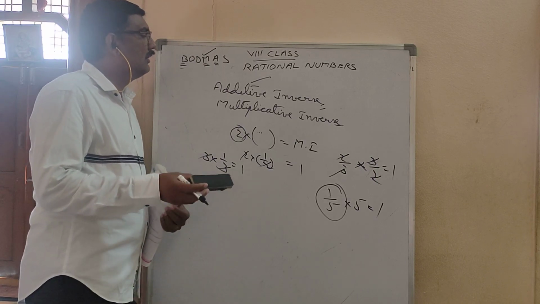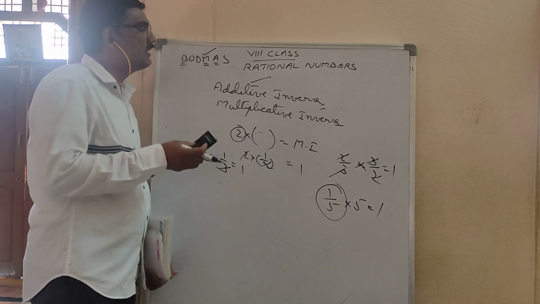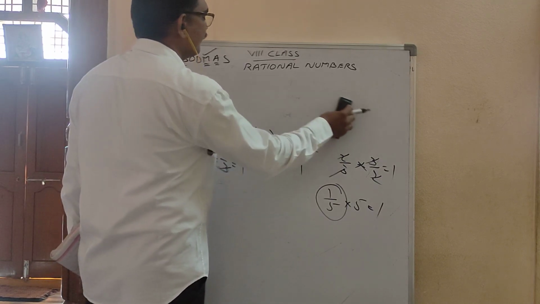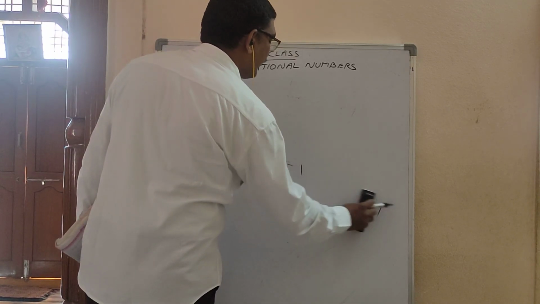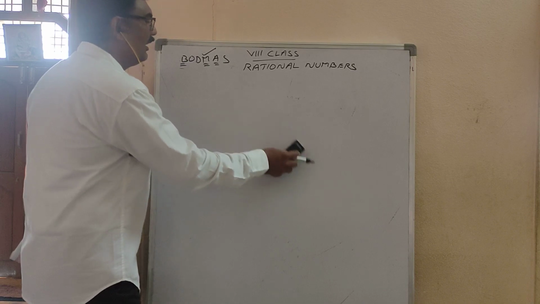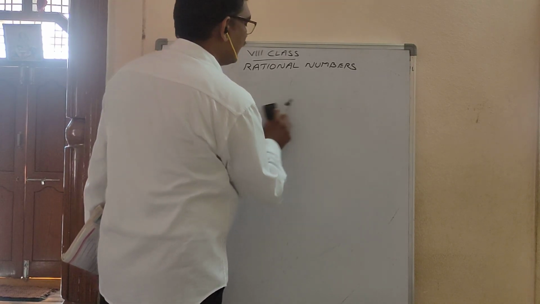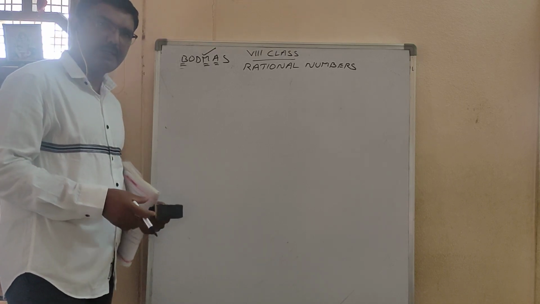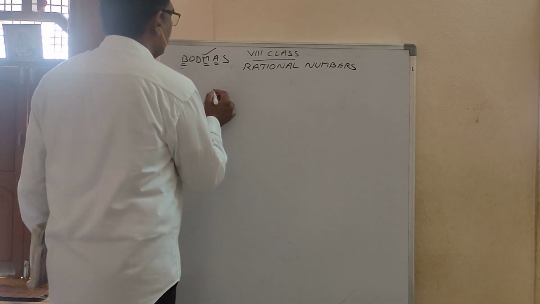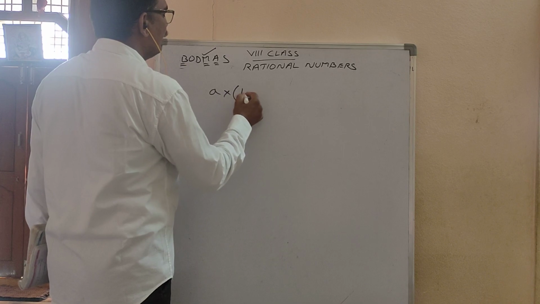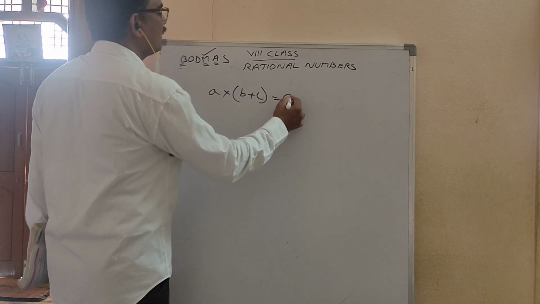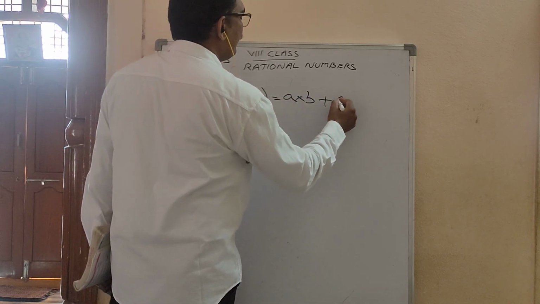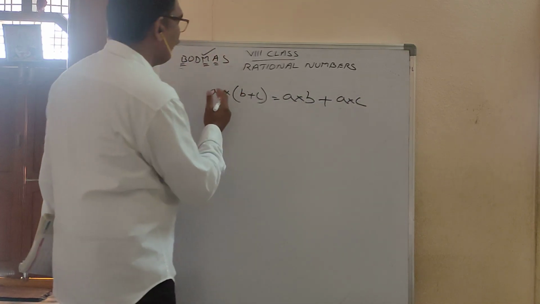Like that. Next, the last property is the distributive property. In this distributive property, two distributive properties are there: left and right. Left distributive property, right distributive property. So here A into B plus C is equal to A into B plus A into C. It is called left distributive.